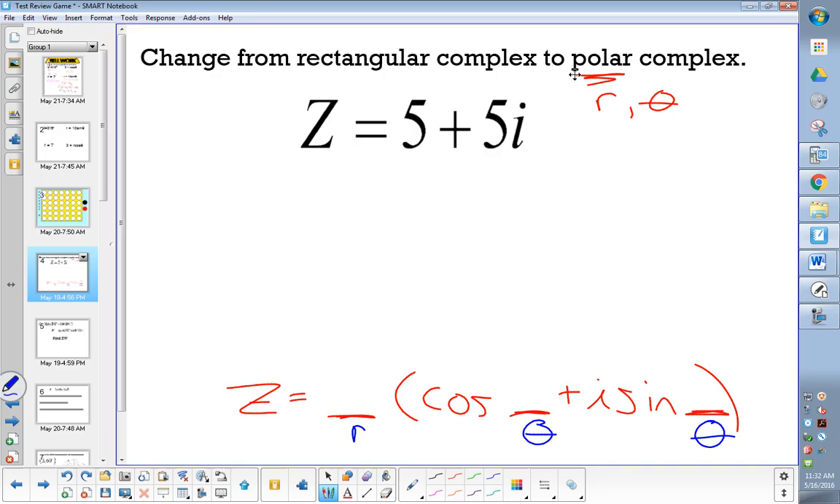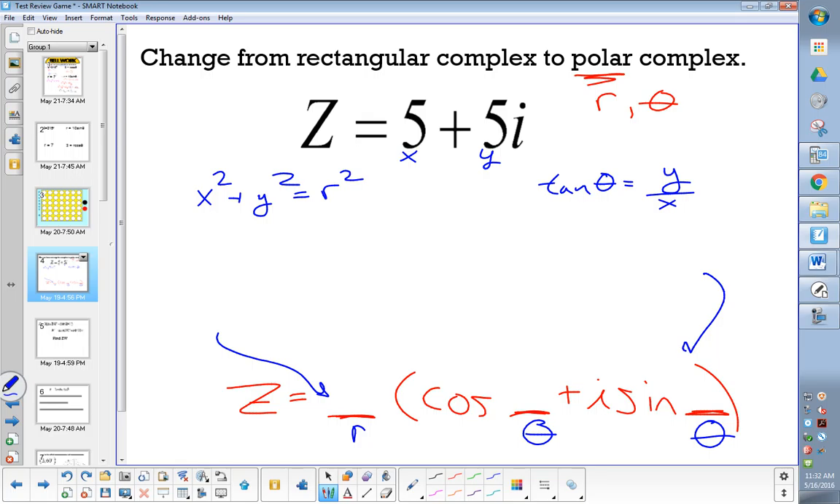We've got 5 and 5i. Which one of those two things, what does 5 and 5i stand for? X and Y. This is your X. This is your Y. We're going to convert to polar. So which formula are we using to get our R value? Because we need that. Pythagorean theorem, yep. X squared plus Y squared equals R squared. We're going to find that and then plug it in there. And then we're also going to use tangent of theta equals Y over X and find that and plug it in there. Go ahead and try that.